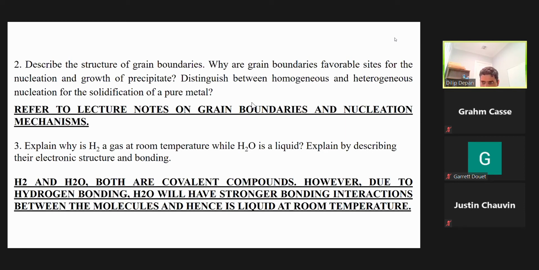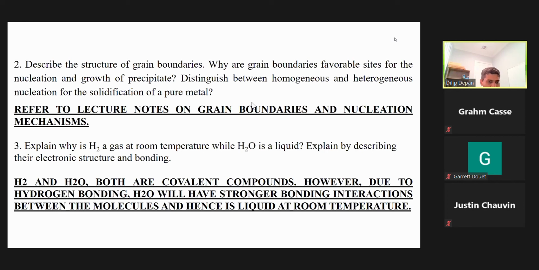Distinguish between homogeneous and heterogeneous nucleation for the solidification of a pure metal. So once again, homogeneous, heterogeneous nucleation. In homogeneous nucleation, the atoms themselves provide the nuclei, while in heterogeneous nucleation, a solid surface will provide the nucleation surface for crystallization or solidification. If you include just these keywords, you will get full credit. But if you can draw some schematic, that'll be really wonderful.